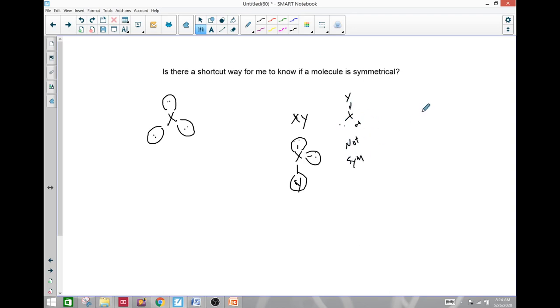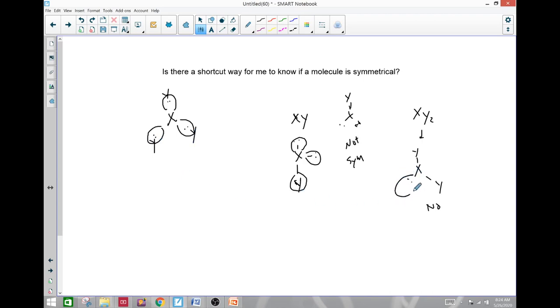Okay. What if we do this? XY2. Draw your Lewis structure out. It looks like this. X bonded to Y, and an unbonded pair. Is that symmetrical? No, it's not symmetrical. It was symmetrical when it has all three domains balanced. So when we start putting something in here, we need to have something in all of them to get back to that balance point. I'm missing a spot here.